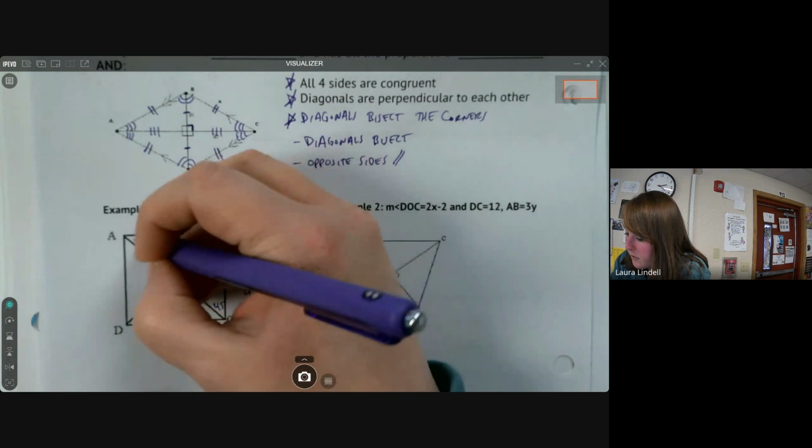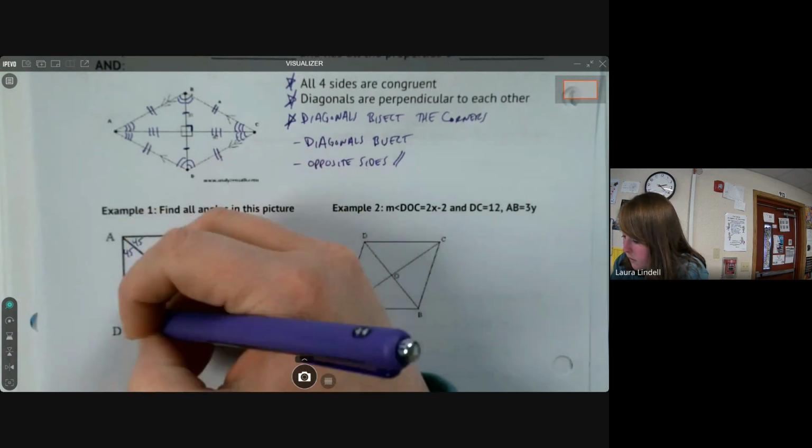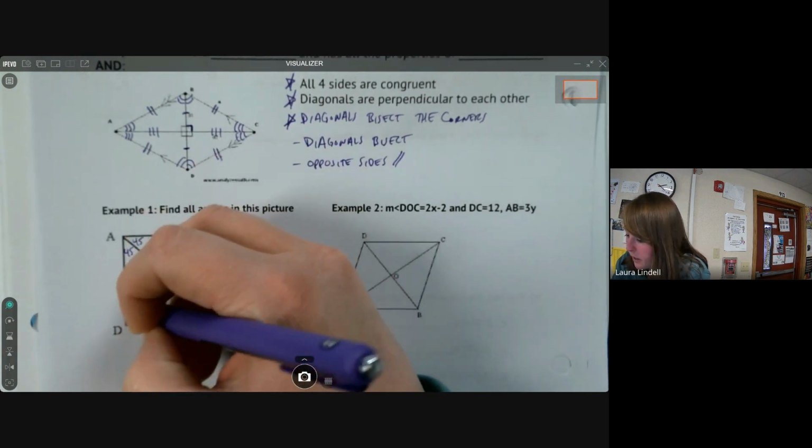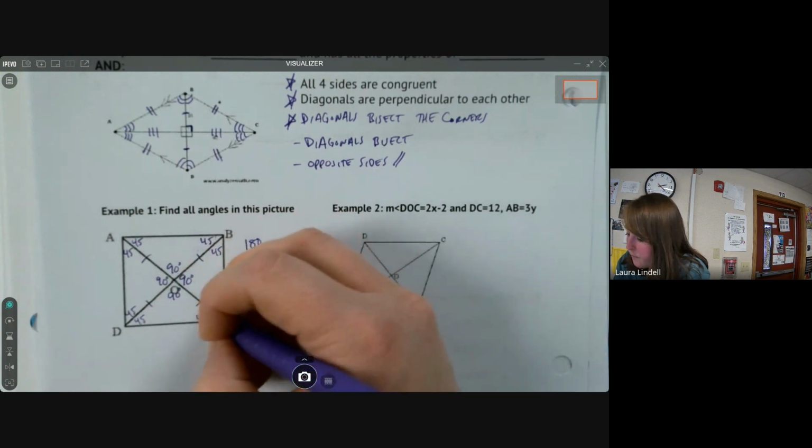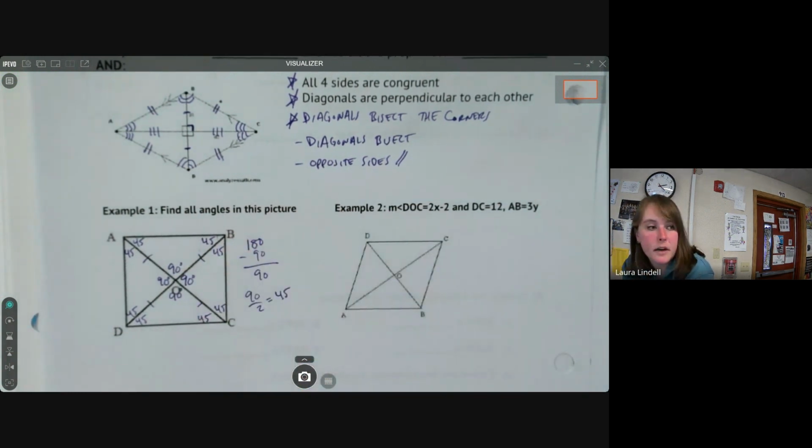So all of these corners that have been kind of cut in half like that are going to be 45s. So we've now found all the angles in that picture.